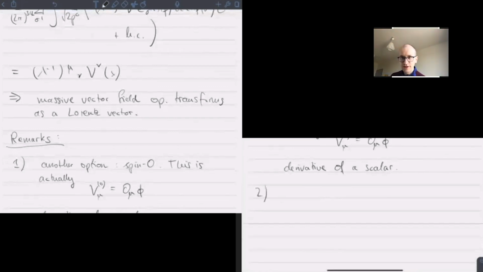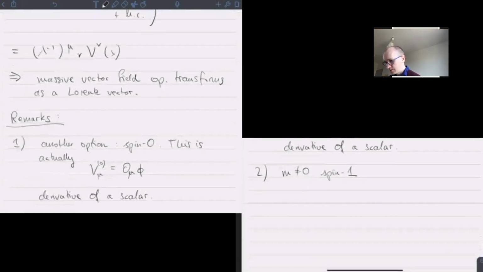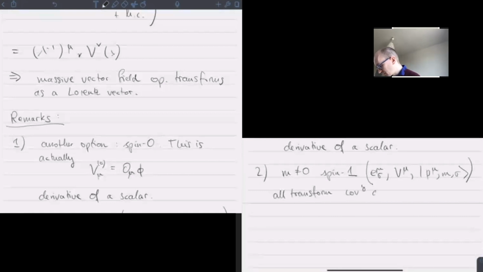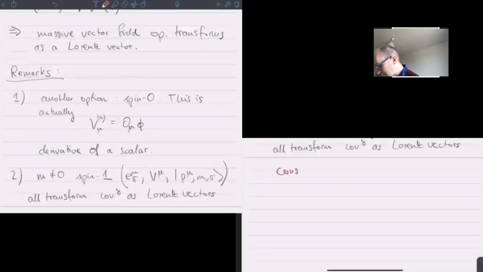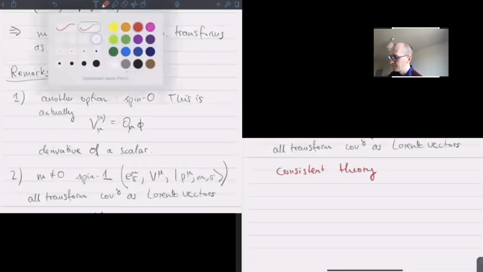Second, actually, what we did was a consistency check. Okay, what was this consistency check? It's that the massive spin 1, say the epsilon mu sigma, the V mu, and the physical state P mu m sigma, all transform covariantly as Lorentz vectors. So let me write this again in thick and red. This is a consistency check. So far we have a consistent theory. Although theory is a big word because we haven't actually written anything dynamical, but you see what I mean. We have a consistent story so far.